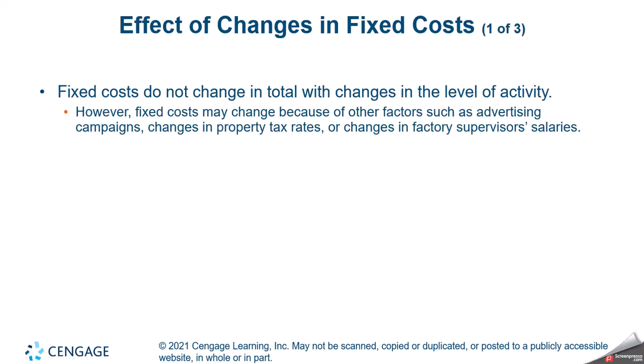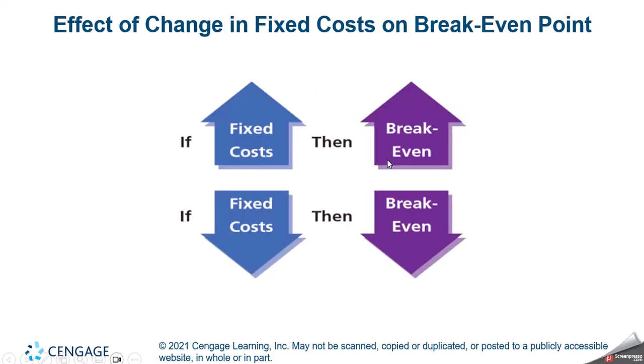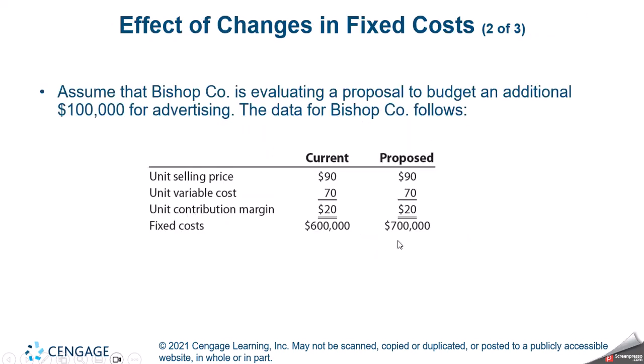And then again, like we know, the fixed costs do not change based on level of activity, but other things can change our fixed expenses. So property taxes can go up. We can give a raise to our supervisor. We can make some change to our advertising campaigns. So all those things can change. It just isn't related to our units sold. But if fixed expenses go up, then obviously we got to sell more to cover them, so our break even goes up. If fixed costs go down, we can sell less, so our break even goes down.